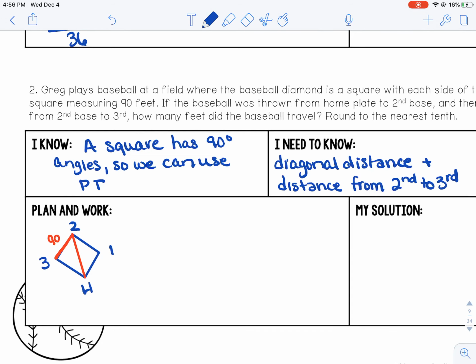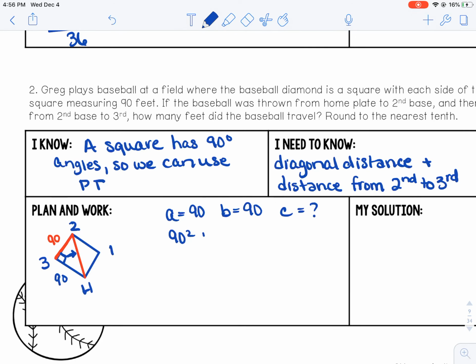And again, we already know the distance from second to third. That's 90 feet. So what we need to do is we're looking at this diamond. We cut this square in half, and that created two right triangles. This is C again, so that's what we're trying to find. We also know the distance from third to home is another 90 feet. So A is 90, and B is also 90. Okay, so let's go ahead and try to find out what C would be.